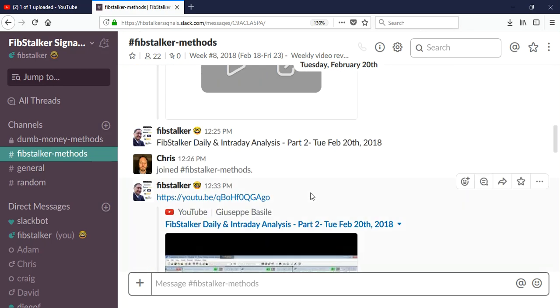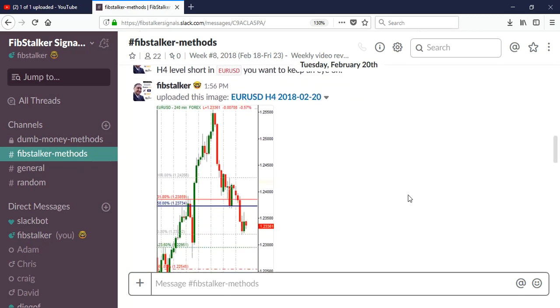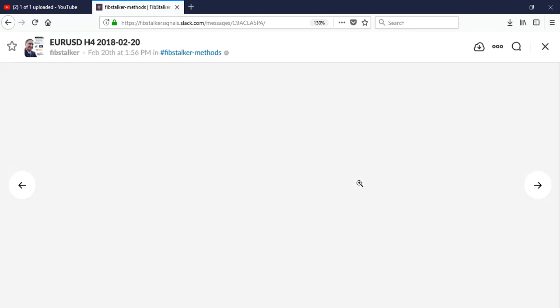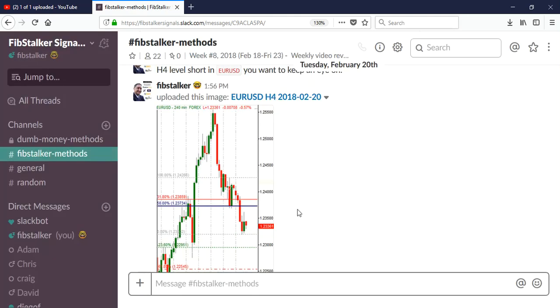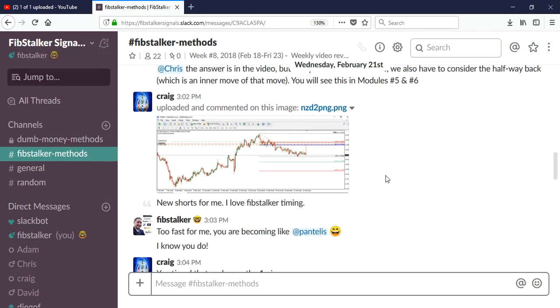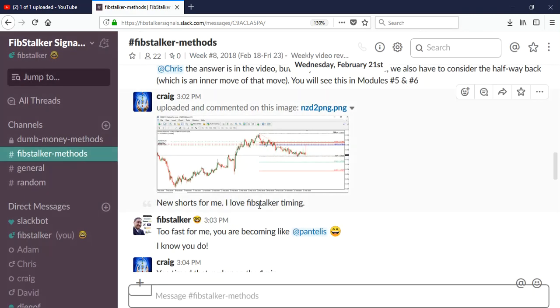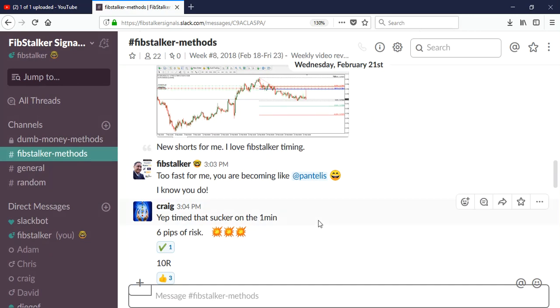So the week continued very slow, with some of the subscribers also joining the FibStalker methods, and I was looking at a continuation chart in the euro dollar here, and we published of course our intraday analysis that I publish every day. There were quick moves that were taken by some of our traders here, and that was another 50% from highs to lows in a very small time frame here in H1, in the hourly time frame.